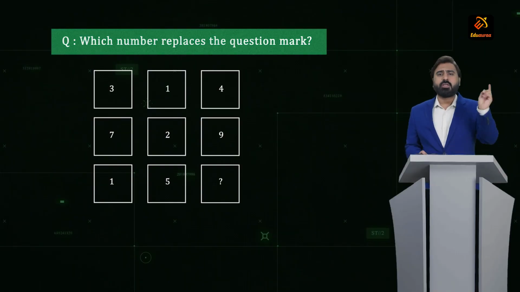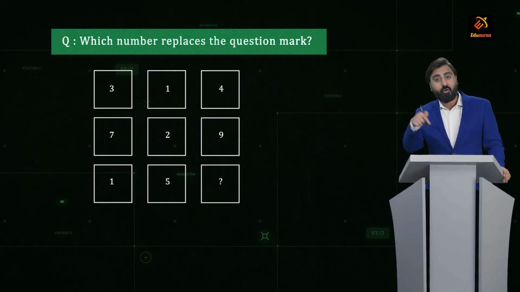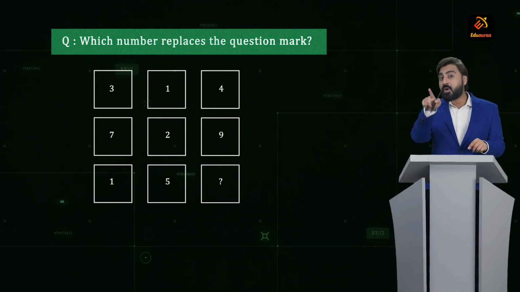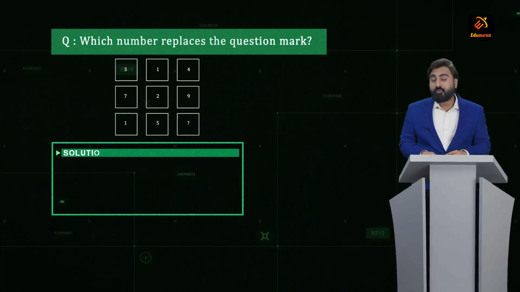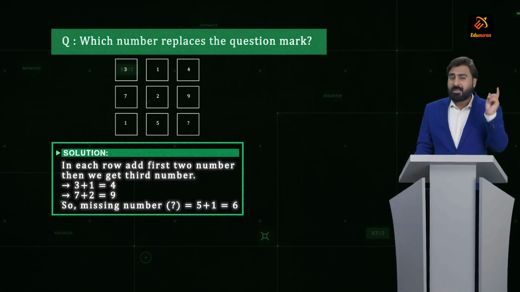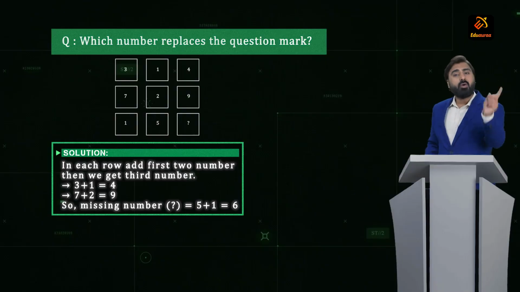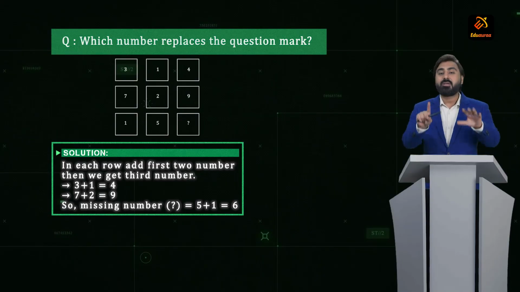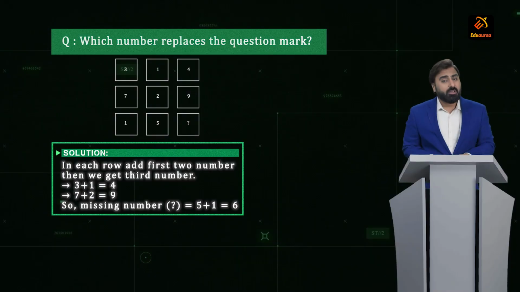Now students, what is 3 plus 1? 4. What is 7 plus 2? 9. That is the number in the third. 3 plus 1 gives you 4. Where is your 4? It is on the extreme right. 7 plus 2 gives you the third number, which is 9. Similarly, 1 plus 5 will give you the missing number, which is nothing but 6. So what is the missing number, students? 6. End of your sum. Moving on to the next question, students.